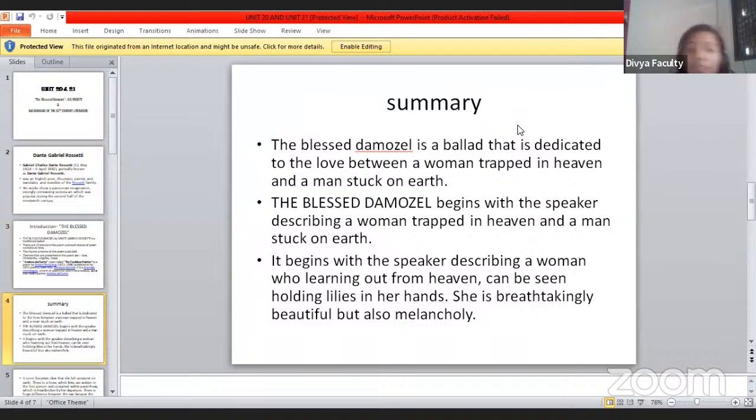Life and work of D.G. Rossetti. Let's read it a bit. So we will get the information, right? Information about D.G. Rossetti.